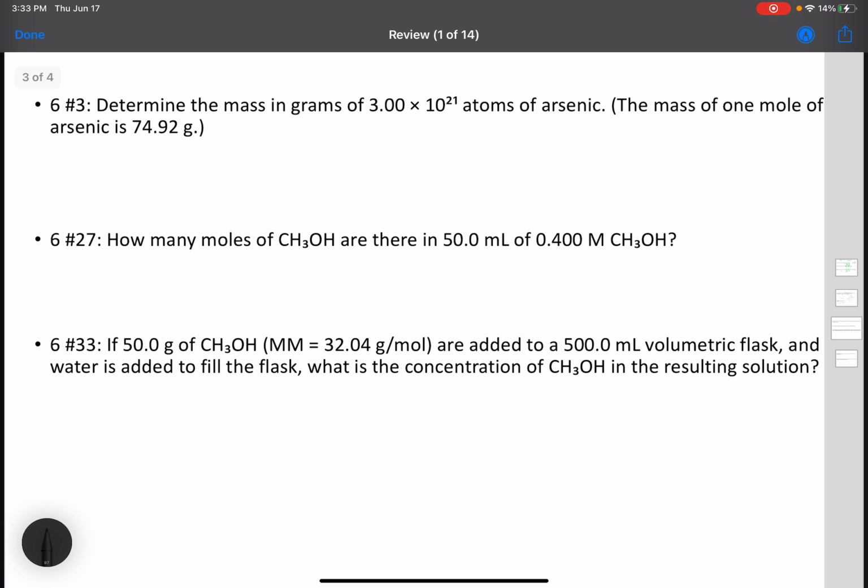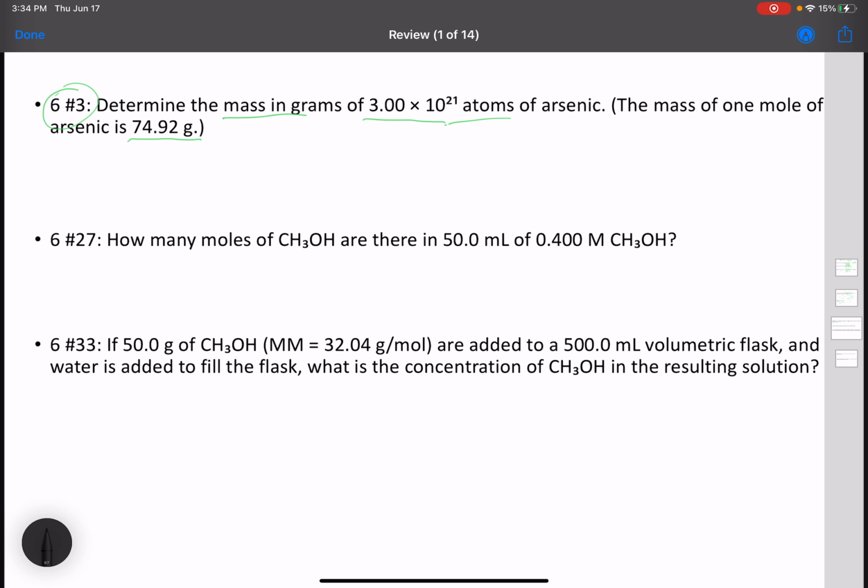Next, Chapter 6 stuff. So Chapter 6 is a lot of math, doing a lot of conversions and a lot of dimensional analysis, going from moles to grams, or doing concentration calculations. So this one, number 3, says determine the mass in grams of 3.0 times 10 to the 21 atoms of arsenic. And it's so kind to give us the molar mass of arsenic, which we could have found ourselves on the periodic table. On a test, I would not be so generous to give you that information. I'd want you to find it yourself.